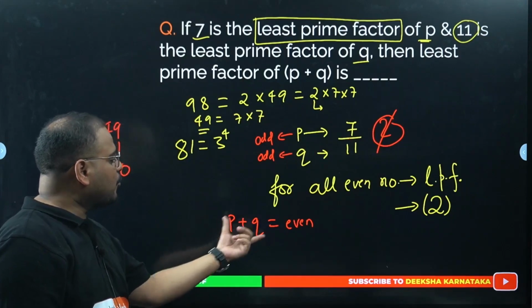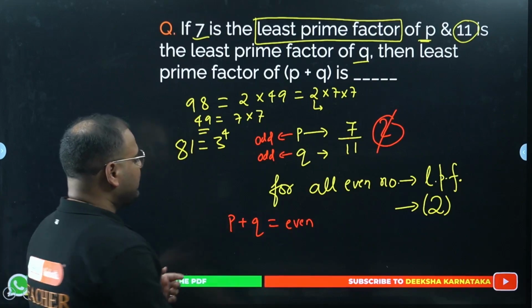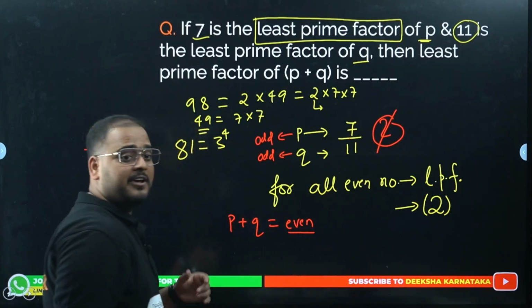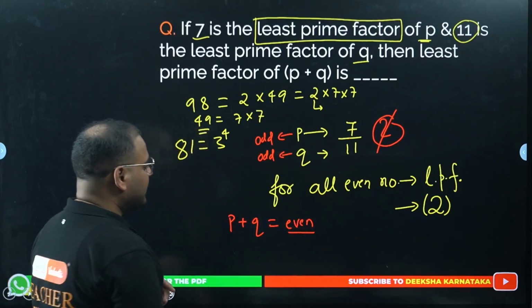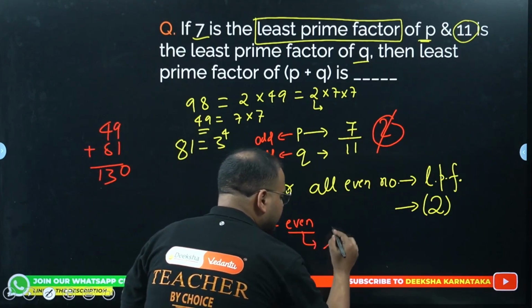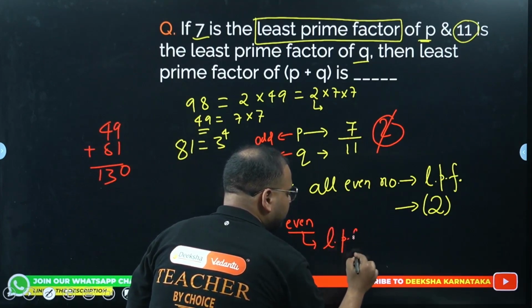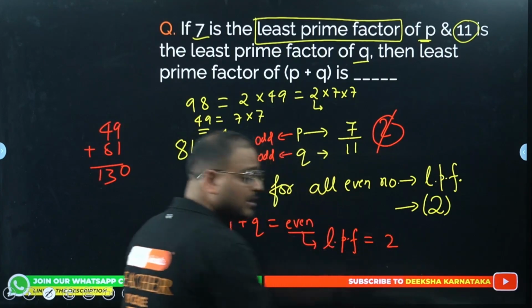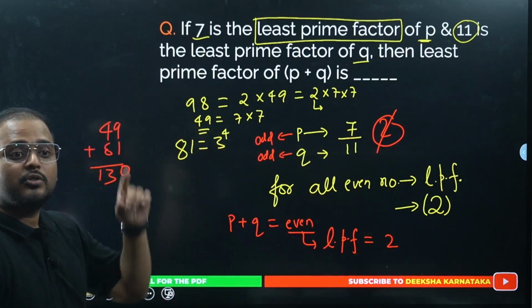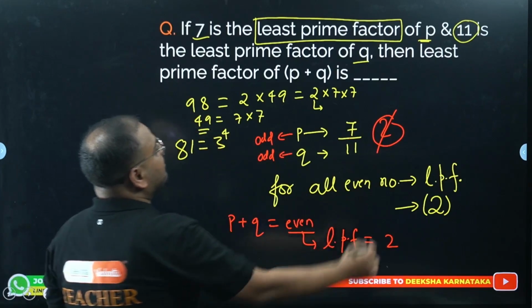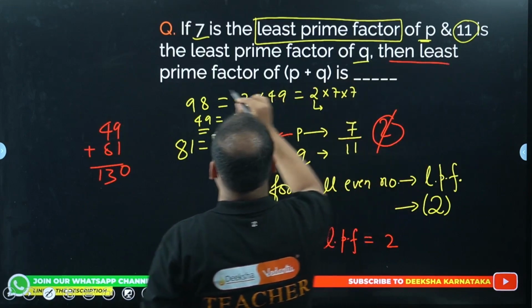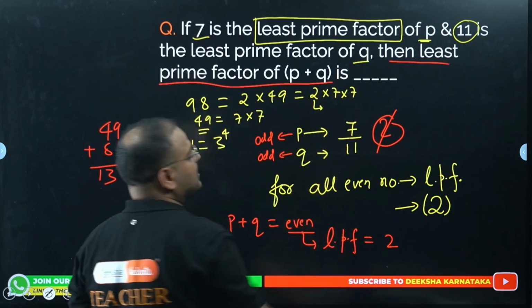So the sum of any two odd numbers is always even. If it is even, then what is the least prime factor? 2, sir. The least prime factor is 2. Now read the question. Find the least prime factor of p plus q.